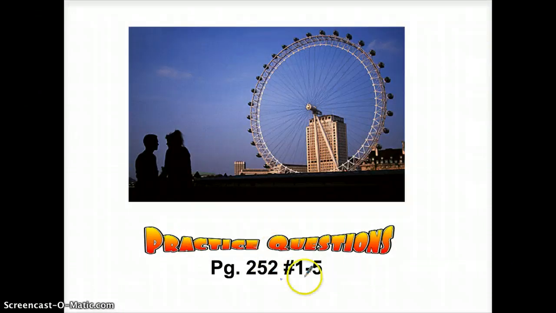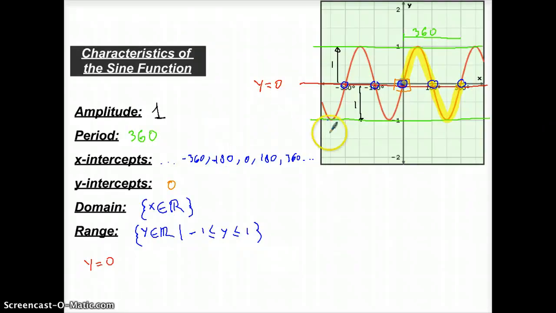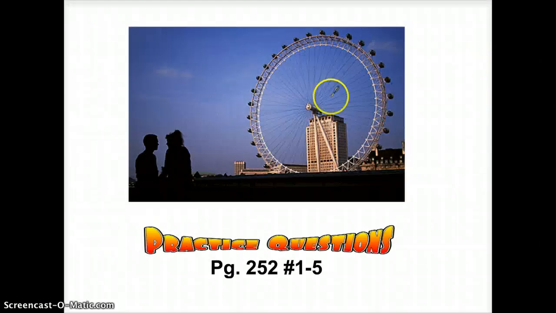So I'm giving you only 5 questions to practice. It's going to be a little bit repetitive and fairly simple, but it's good practice for what we're going to do next, because we're going to start modeling and modifying this one. So making bigger amplitudes and shifting it over and over. You've got to know the basics very, very well so we can modify it.